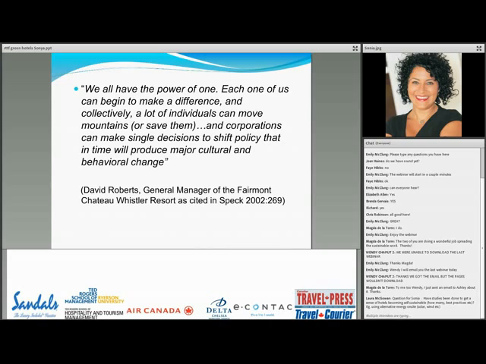Each one of us can begin to make a difference, and collectively, a lot of individuals can move mountains or save them, and corporations can make single decisions to shift policy that in time will lead to cultural and behavioral change. And this was written almost 10 years ago. It was stated over 10 years ago, but it still holds true. And I think there really needs to be more collective action.